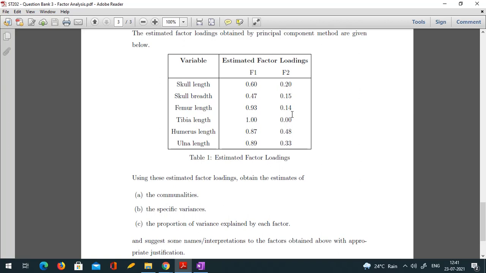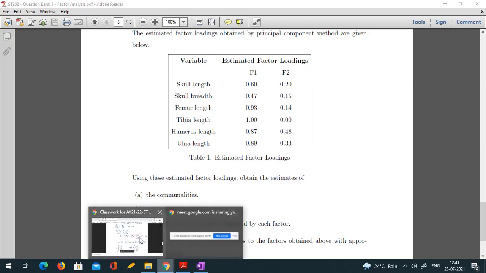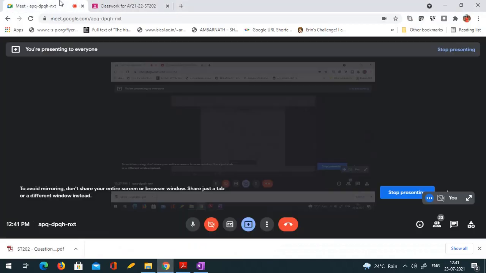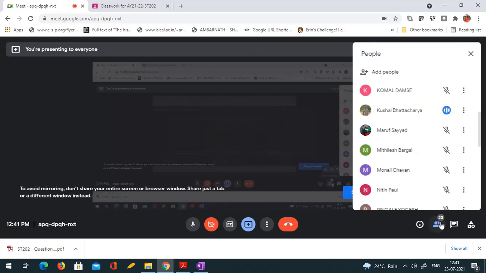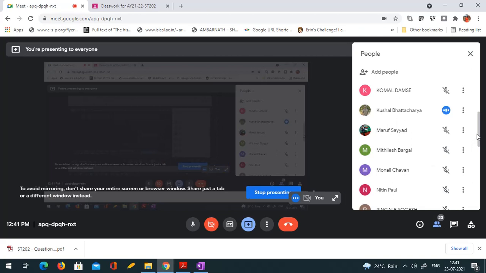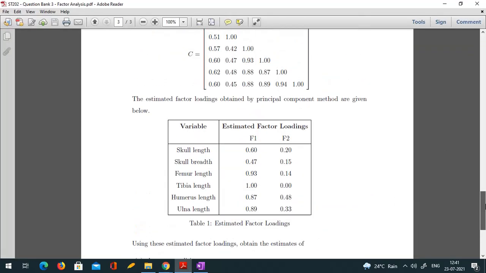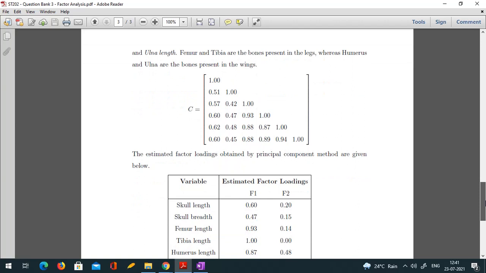Again, actually there is not much to be done. First two are very easy, commonalities and specific variance. How do you get proportion of variance explained by each factor? Ma'am, I think the eigenvalue for the particular factor divided by the summation of the eigenvalues. Correct. But how do you get eigenvalues? Because I don't think they have been provided. Ma'am, we can get it using the principal component method.